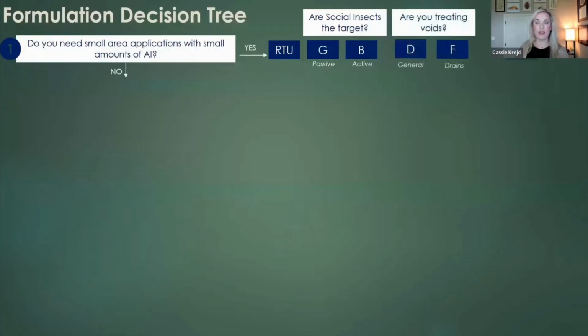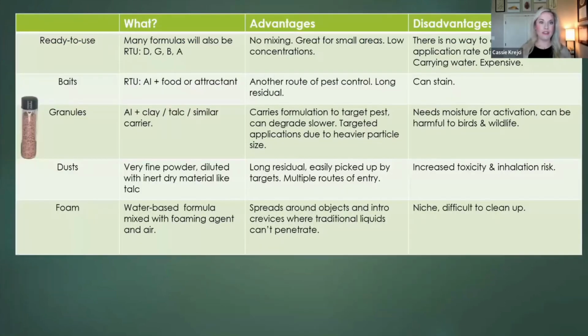From there, we also ask, are we treating voids? If we aren't treating social insects, let's move to the next question and say, are we treating voids? And we can look at things like dust and foams here. Of those voids, are we treating just general voids like a weep hole, or are we treating specific voids like a drain? So dusts are not great for large area applications just due to drift.